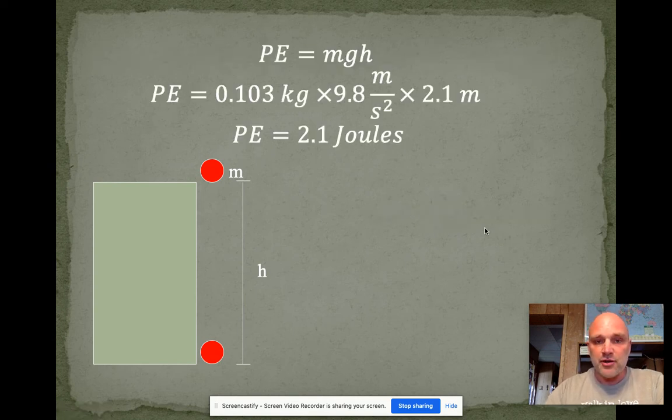Now, how do we calculate the gravitational potential energy? Well, as you know, potential energy is mgh, and potential energy is then the mass times gravity times the height, and when you put that in a calculator, we end up with 2.1 joules.